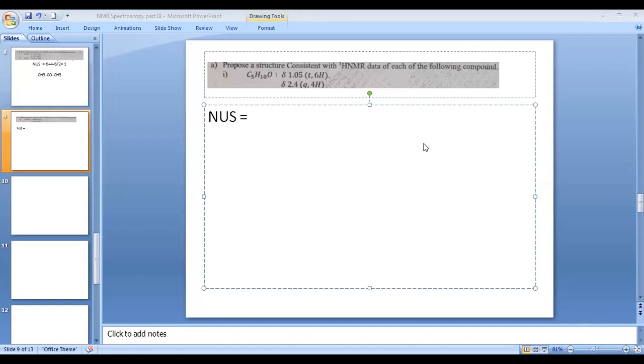Okay, almost three students have solved the problems. Very good. One unsaturation is there: 5 plus 1, 6, minus 10 upon 2 is equal to 1. Okay, this compound has one unsaturation. One unsaturation, one more answer.